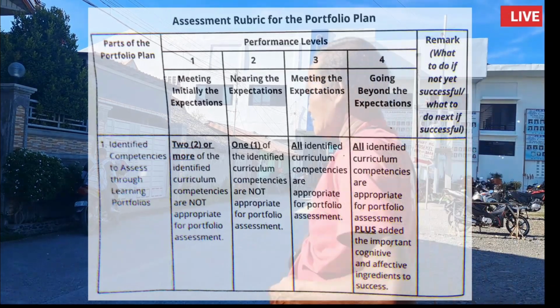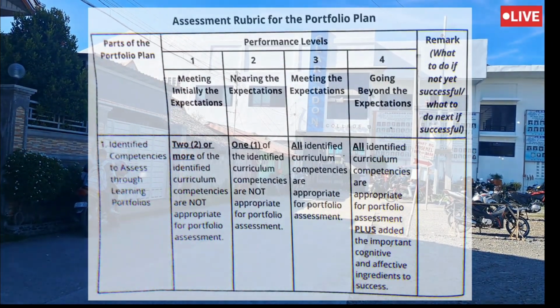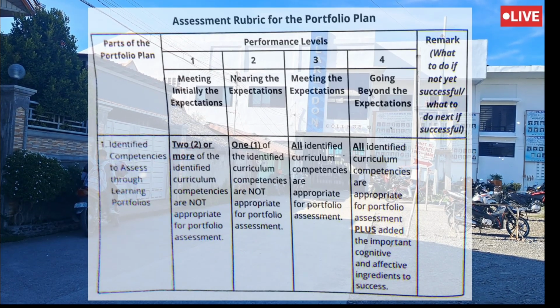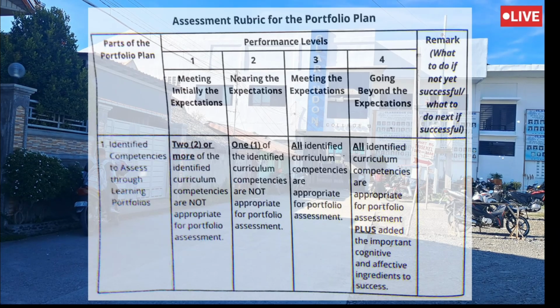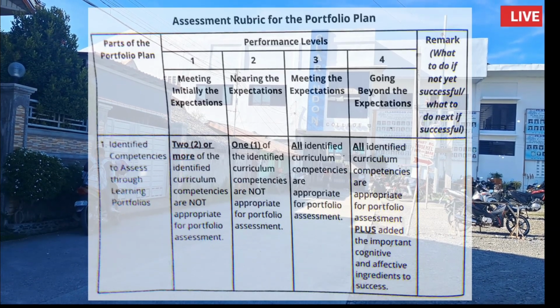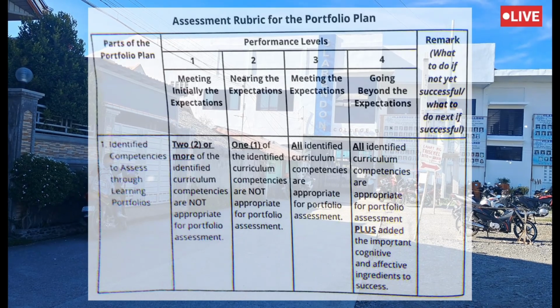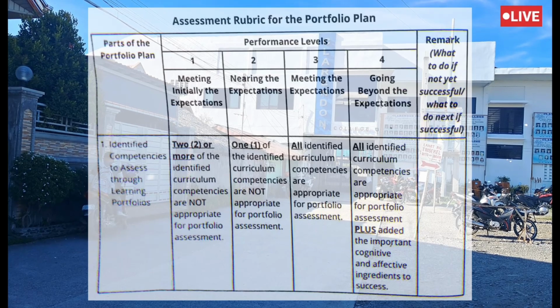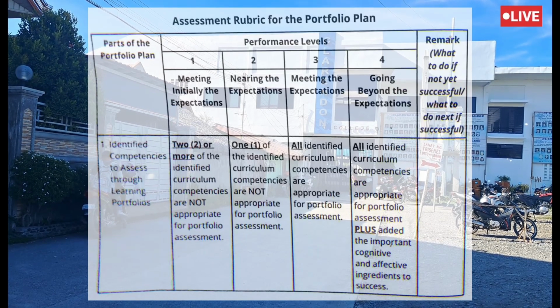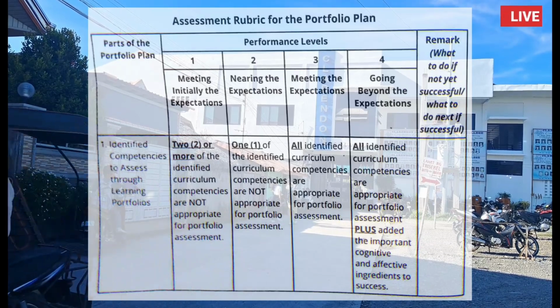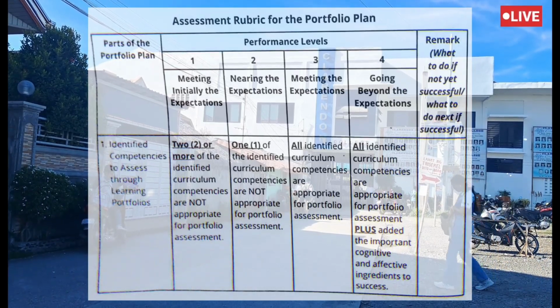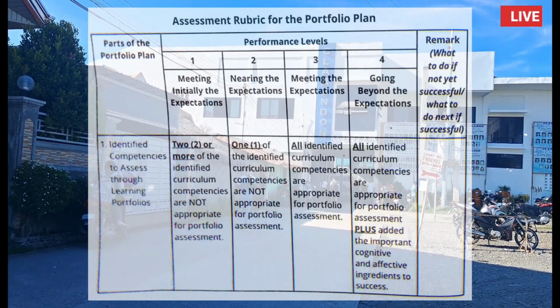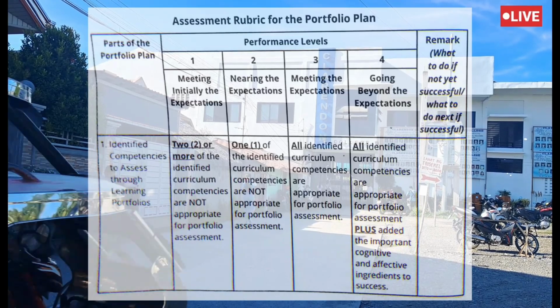Number 1 for the parts of the portfolio plan: identify the competencies to assess through learning portfolios. For the performance level, number 1, initially meeting the expectation: 2 or more of the identified curriculum competencies are not appropriate for portfolio assessment. For number 2, nearing the expectation: 1 of the identified curriculum competencies is not appropriate for portfolio assessment. For number 3, meeting the expectations: all identified curriculum competencies are appropriate for portfolio assessment.